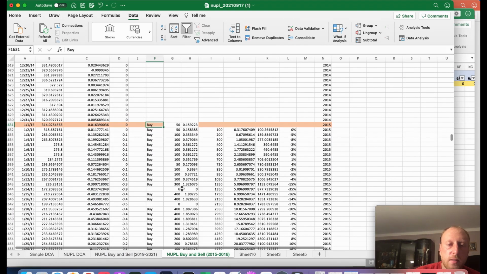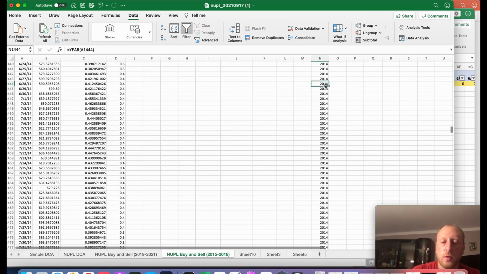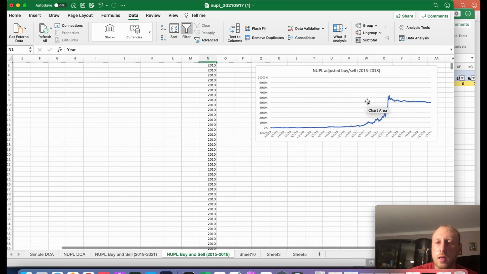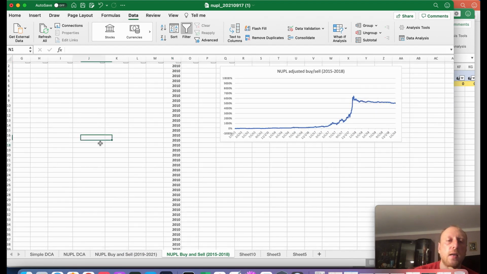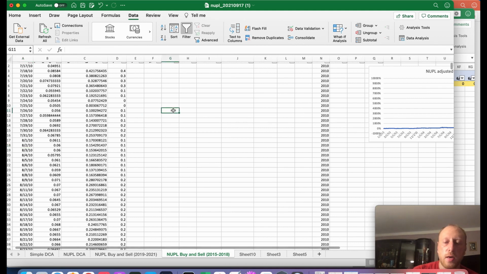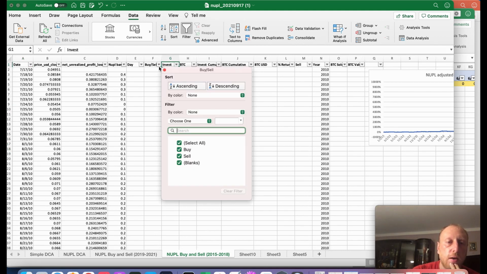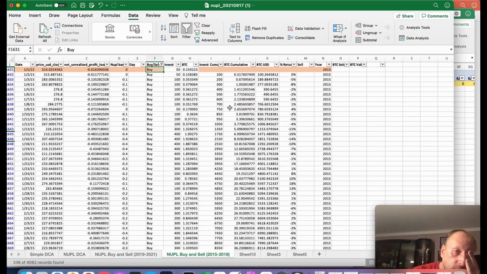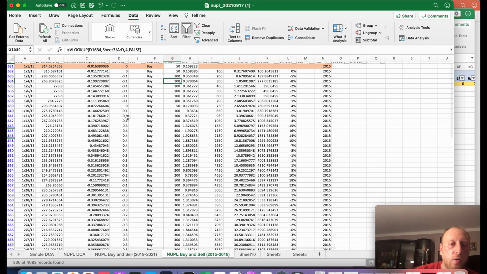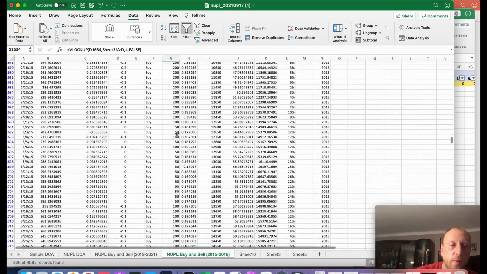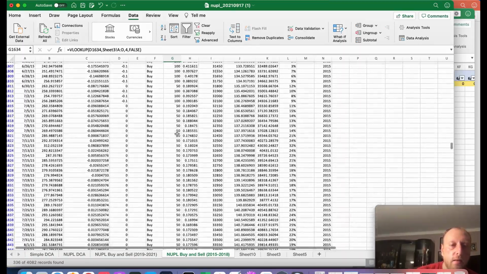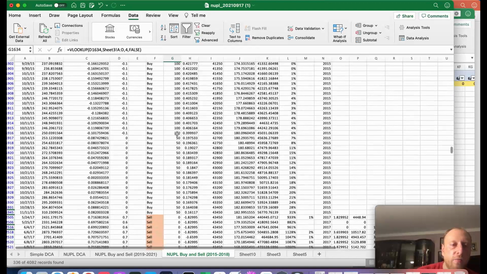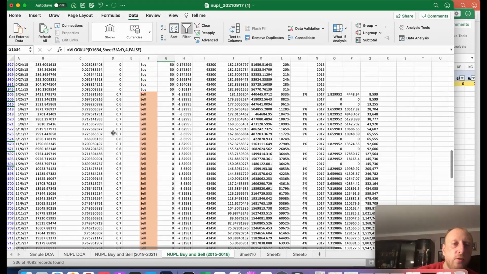So NUPL buy and sell. This is the graph that I want to show you, this guy here, right? We have this beautiful kind of flat line. So what does this actually look like? Well, let me show you this with the blanks. So you'd be buying, here you invest $50, $100 back in 2015 when it's either 0 or negative. It's great. You're doing all this buying. Awesome. So you're taking advantage of buying when it's nice and negative. And then you start selling the minute it hits 0.7.